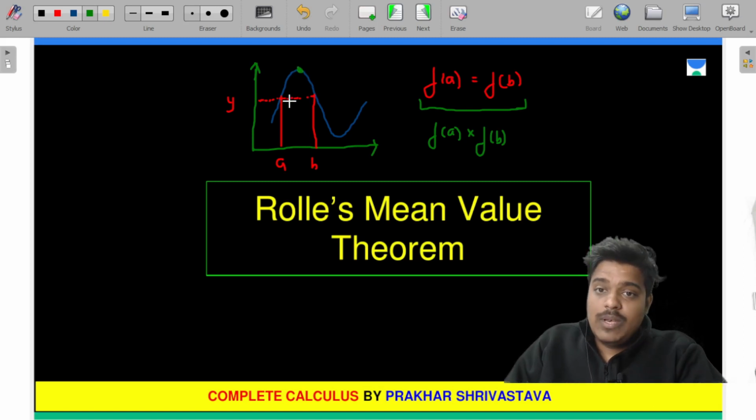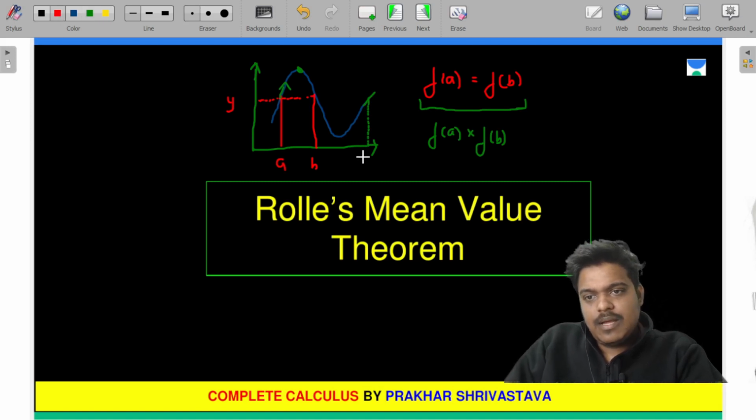Now it is only possible that after this, either the graph will go up or it will go down. If it goes up, it has to come back down for the same value, and if it is going down, suppose this is b and this point is c. Now you know the value of f of c is also the same, but in this case it is going down and it is coming up.